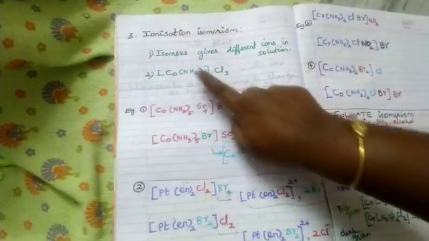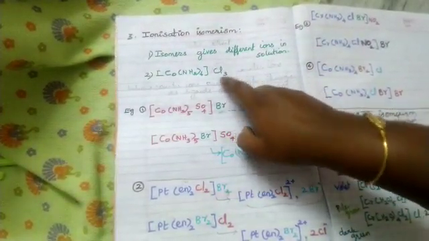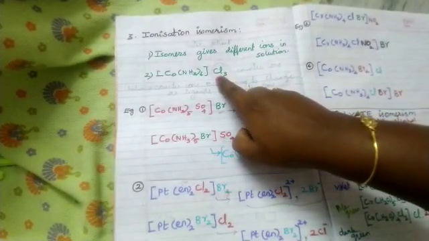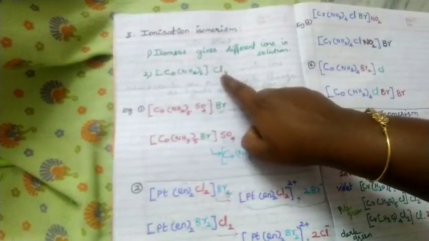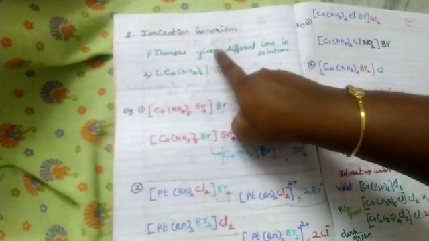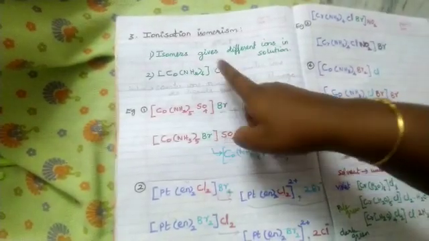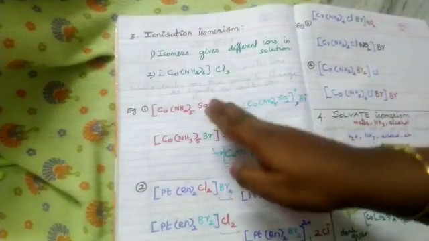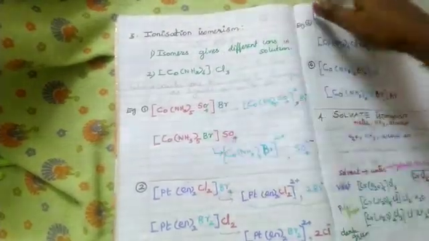Look at this. This is the counter ion, everybody knows. When this complex is present in a solution, this counter ion can act as a ligand, and one type of ligand can act as a counter ion. The counter ions and ligands exchange with each other. Okay, that is it. So what is the example?